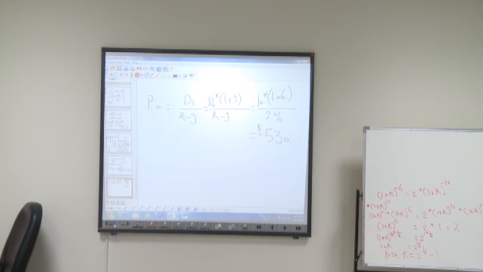Common stock paid a $1 annual dividend. So D0 is 1, right? P0 is 20. And the growth is going to be how much? 6%. And we're asking here about R. You got it?